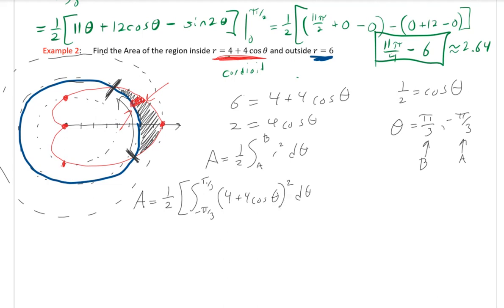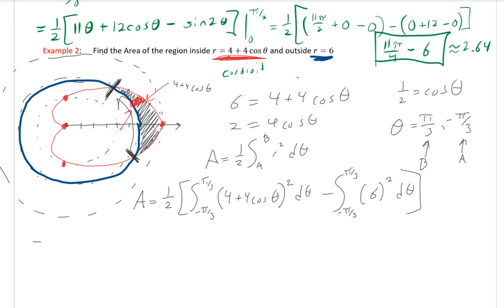Notice that the outside curve is 4 plus 4 cosine of theta. Kind of like with rectangular, where I would take the furthest one from the axis, likewise, I'm doing the furthest one from the origin. And I'm going to subtract away the area from the inner sector here, which is just 6 squared d theta. That 1/2 is multiplying both of these.